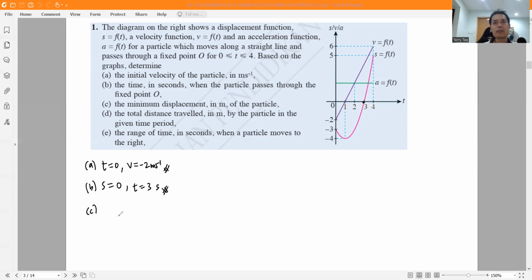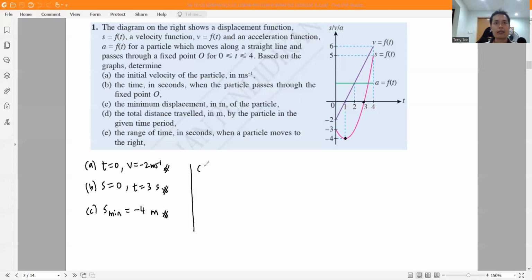C, the minimum displacement of the particle. You can see here, the particle has the lowest or smallest displacement when t is 1 and your displacement is -4. So we can say the minimum displacement is just -4. You can write -4 meter.